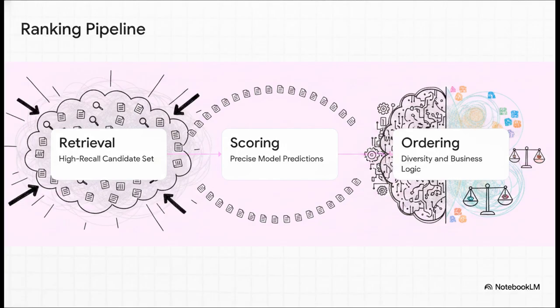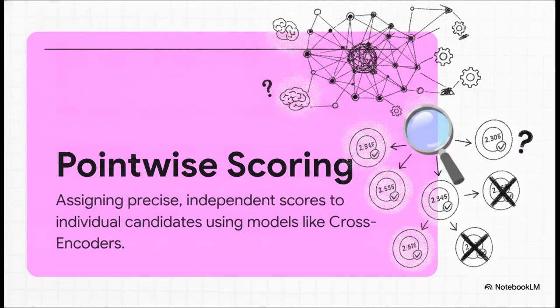Let's zoom in on Stage 2 for a second. Pointwise scoring is all about assigning an independent score, like the probability of a click, to individual candidates. We usually use powerful models like cross-encoders for this. Now, don't get me wrong, these models are incredibly smart at identifying if a user will engage with a single item. But here's the catch. They make these predictions in complete isolation. They literally have no idea what else is sitting next to them on the page.